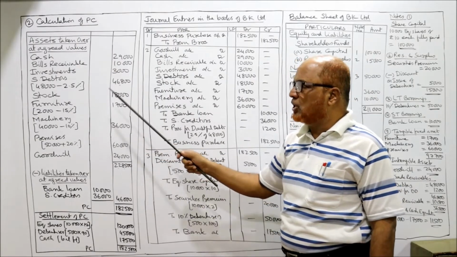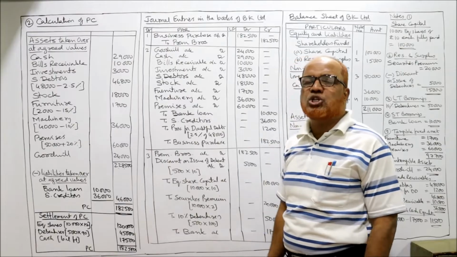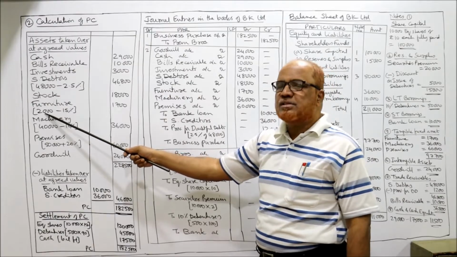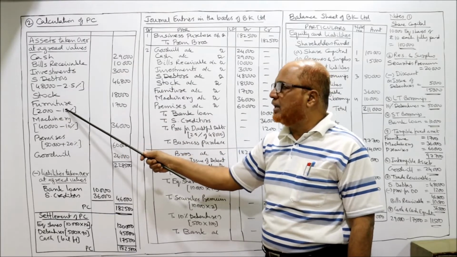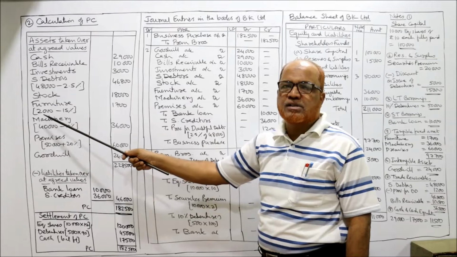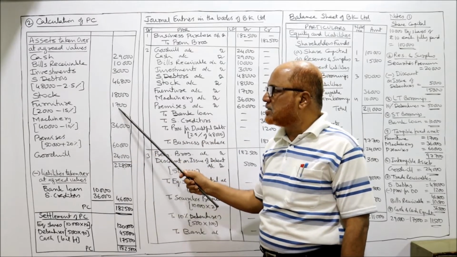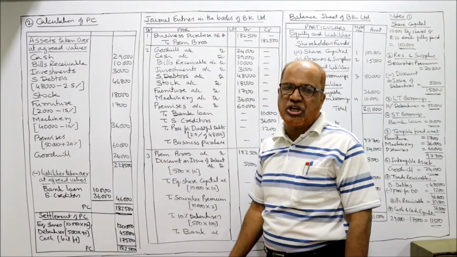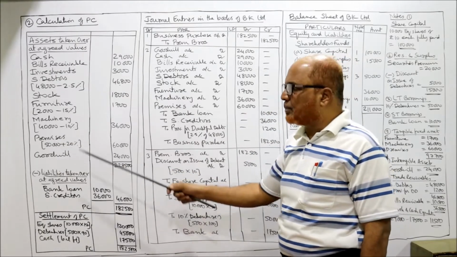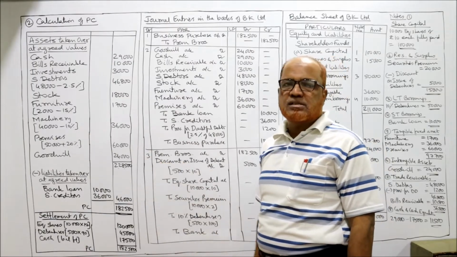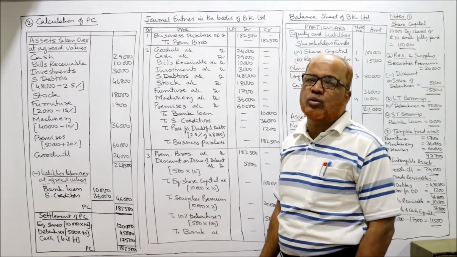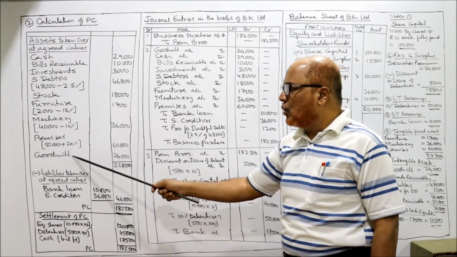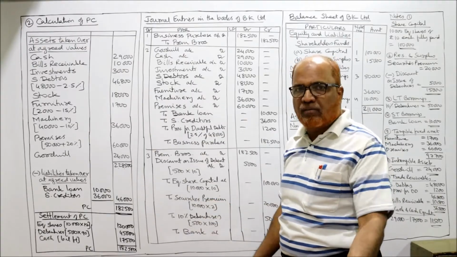Stock, same value, no change. Furniture: there is a depreciation of 15% given in the adjustment. 2,000 rupees is the balance sheet value of furniture. 15% comes to 300. Subtract 300, 1,700. Machinery balance sheet value is 40,000. It is given 10% depreciate. So 10% comes to 4,000, subtract 4,000, 36,000. Premises: it is given appreciate by 20%, increase, add 20%, 60,000. And goodwill of the firm is valued at 24,000, given in the problem.